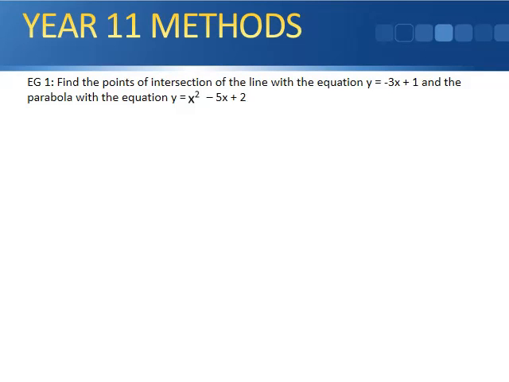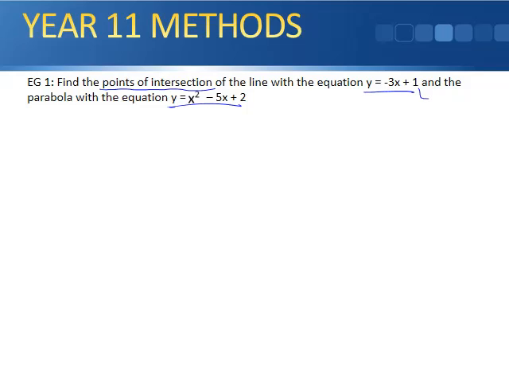Example 1, find the points of intersection of the line with the equation y equals minus 3x plus 1 and the parabola with the equation y equals x squared minus 5x plus 2. Now, if we're finding the points of intersection, that means at that particular point where they touch or cross, they are equal. So these two equations are equal to each other.